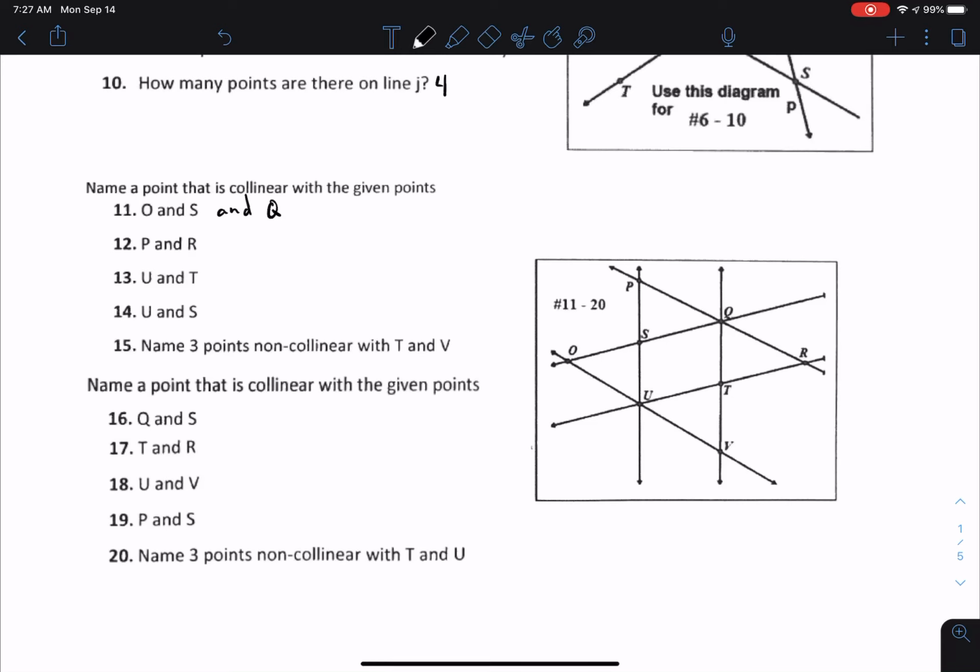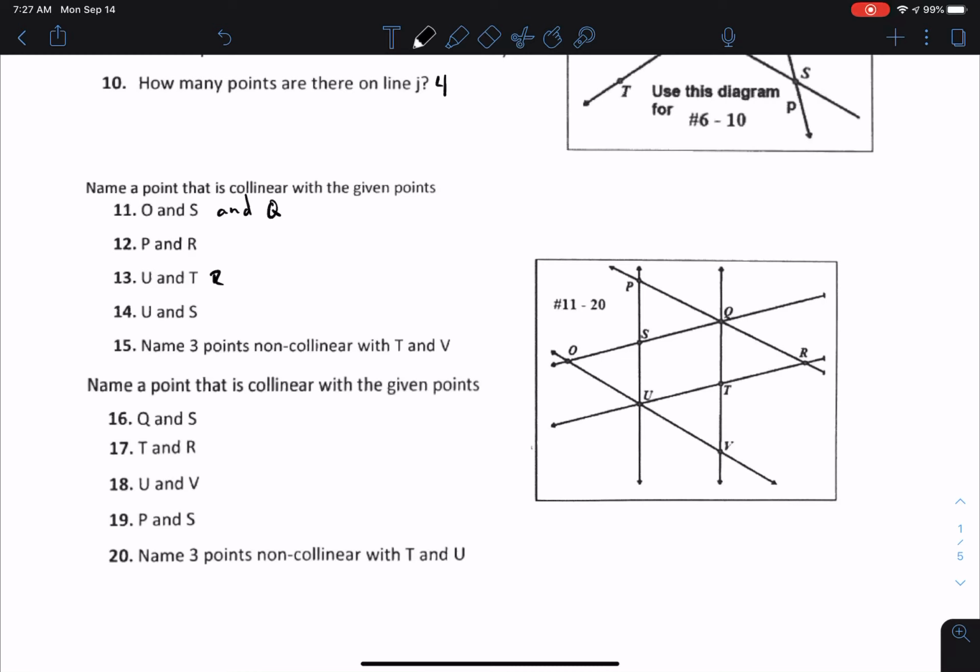All right, let's do number 13. 13 says U and T. So if I'm looking at U and T, which other one is on the same line for U and T? R. I think those are pretty straightforward. You guys should be able to get that.